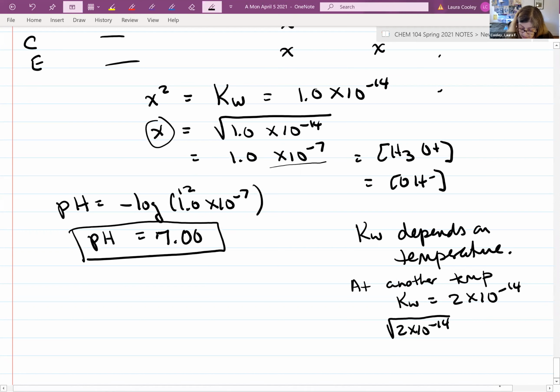It's actually 13.6. Wait a minute. Oh, I forgot to take the square root.